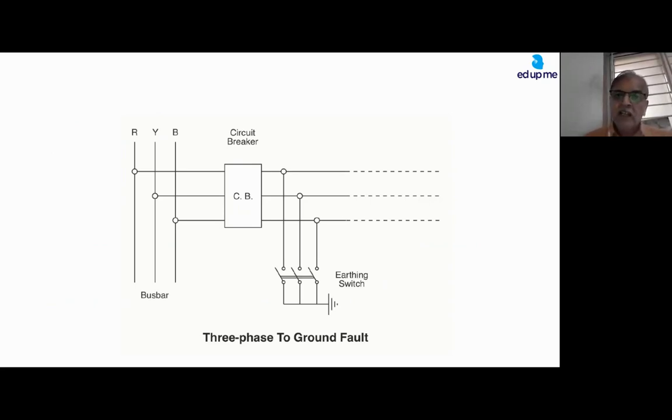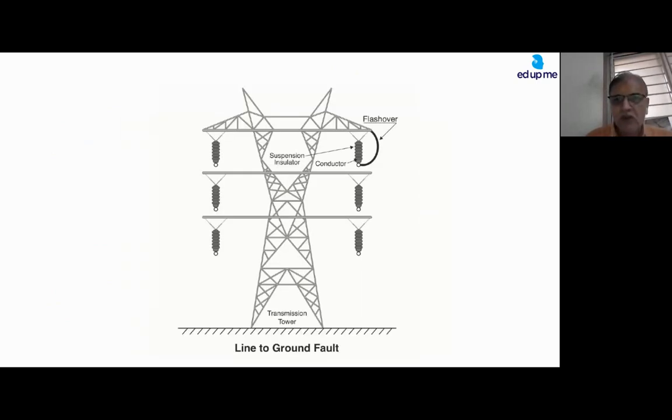Another thing: if the earthing switch at the far end of the transmission line is on, and I make the circuit breaker on at the sending end, that will give me a triple line to ground fault, and there is no interlock between the circuit breaker at the sending end and the earthing switch at the receiving end. So this is a three phase to ground fault.